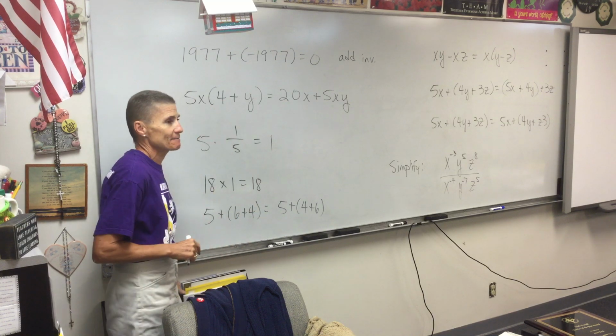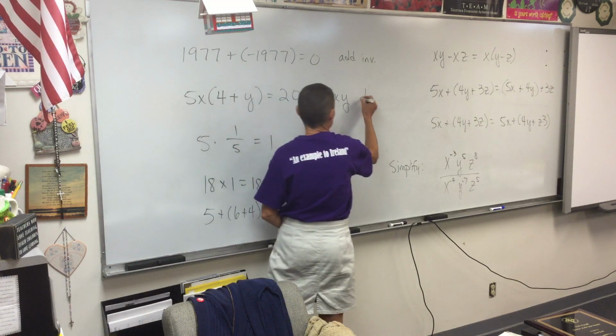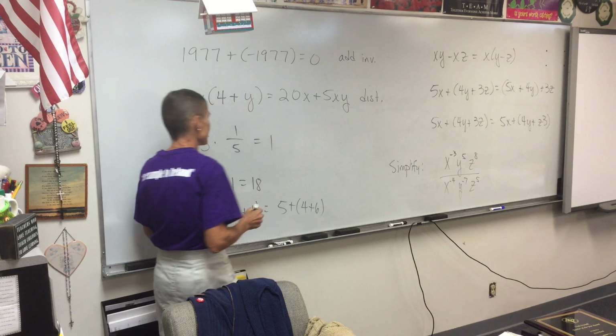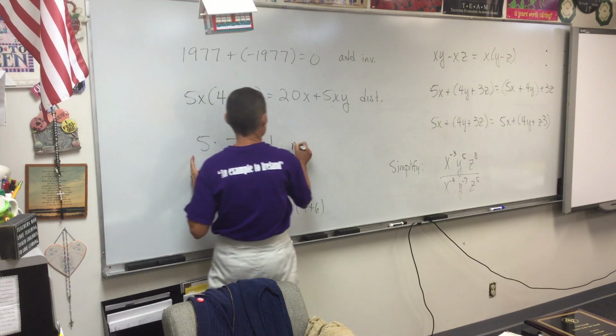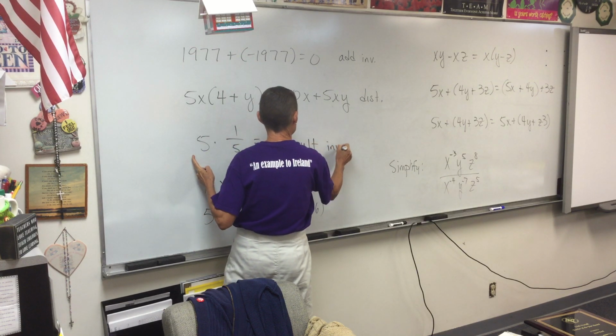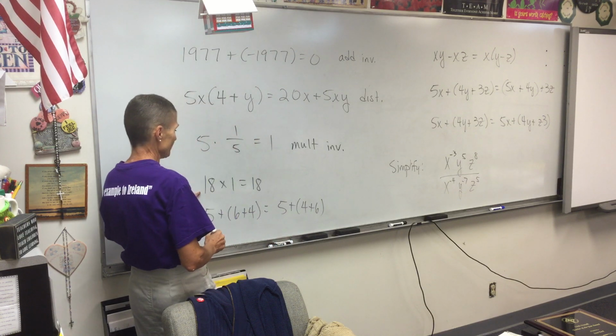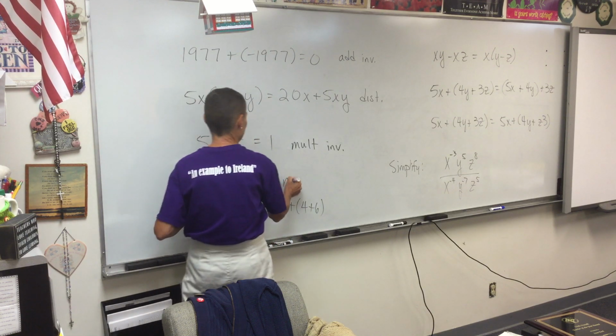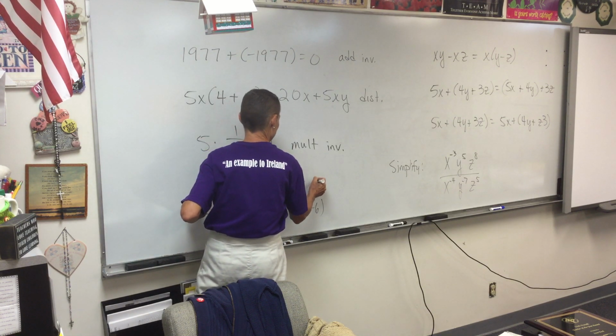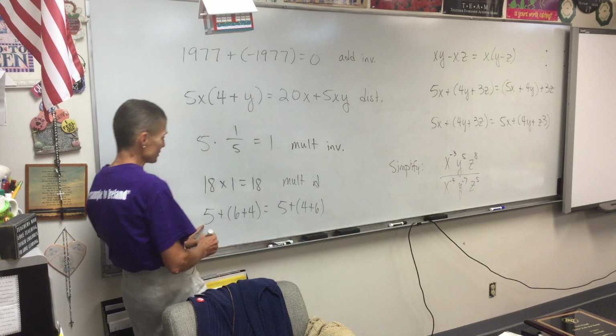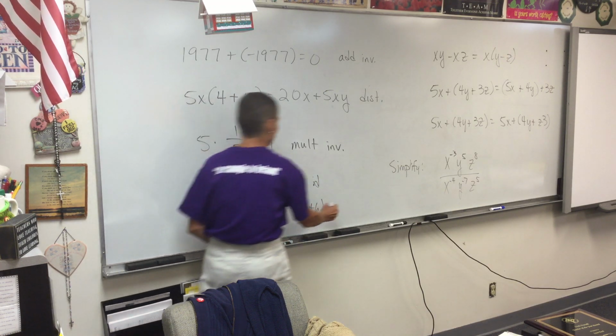All right, what property is this? That's your distributive property, good. What property is this? Multiplicative inverse, very good, reciprocal. How about this one? Multiplicative identity. Very good. How about this one? Oh, didn't catch anybody.